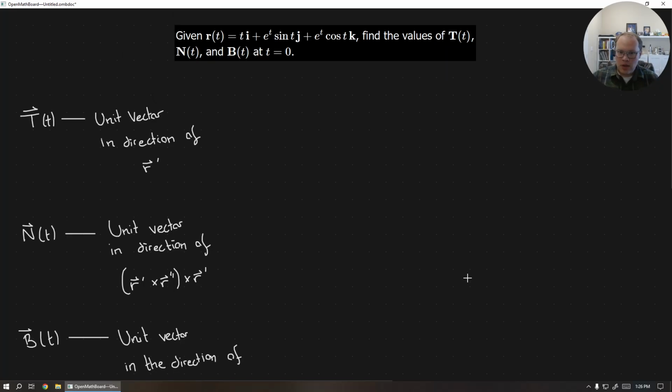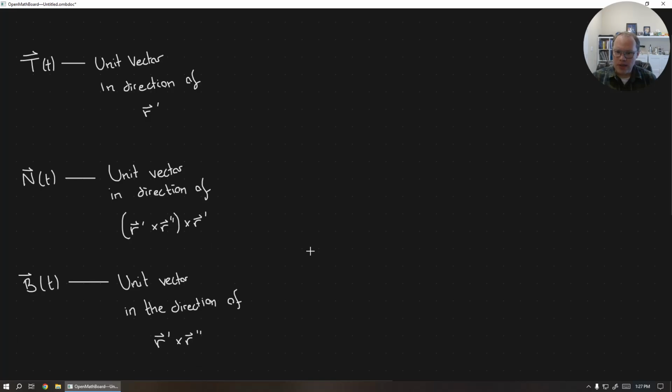Okay? Now again, we only care about the values of the unit tangent, unit normal, and unit binormal vectors at a particular value. And so we can use that to make the calculations a little bit easier if we plug in at the right point. Make sure you plug in after you take the derivative. We need the variables there so we know the derivative. But as soon as you take the derivative, you could plug in. Okay?